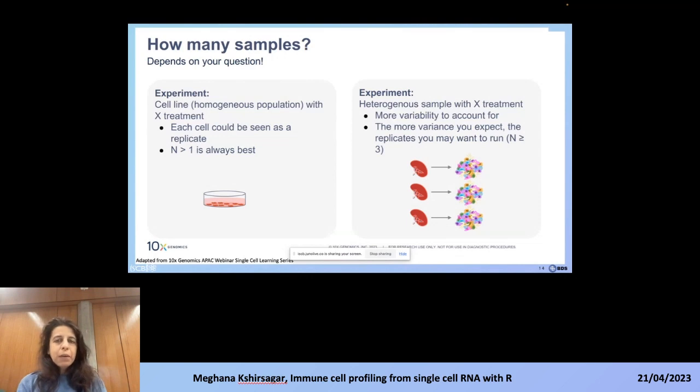But in an experiment where we are dealing with heterogeneous samples, and we are testing the treatment, how it is going to work across different populations, then you need to have more variability. If you want more variance, then you want more replicates. So the standard recommendation is that from each of these heterogeneous samples, there should be 3 samples that are homogeneous.